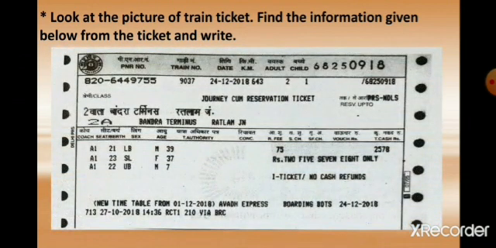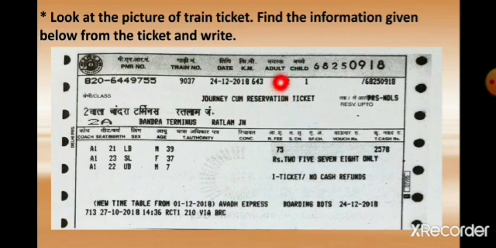So here this is the picture of train ticket. In this ticket there is so many information given there. First one is PNR number, that is passenger name record. Train number. Here train number is 9037. Date of journey, that is 24/12/2018. Kilometer, that means how many kilometers passengers will travel, that is 643.